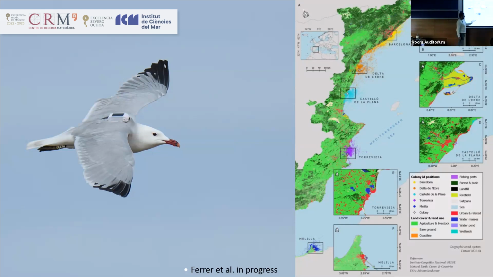This is an example of the most recent work we have. This is a work in progress. During 2022, we deployed many of these devices in all these colonies from Melilla to Barcelona, Torrevieja, Castellón, Delta. And you can see here, maybe you cannot see because it's quite small, the distribution of these individuals during the breeding period. Of course, this is a migratory species. After breeding, they move to Africa.